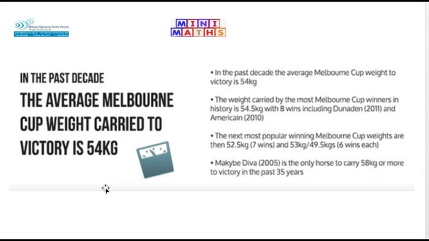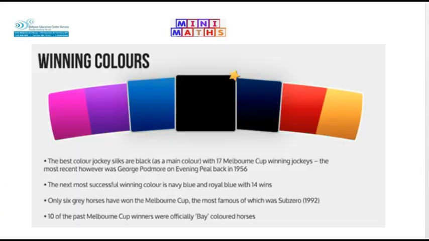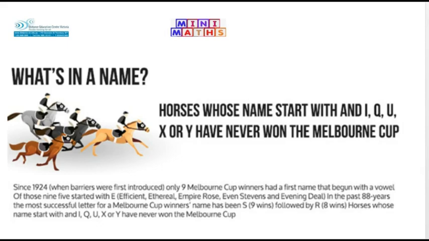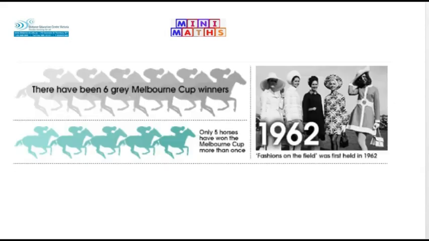Also, think about a benchmark. The average year 6 child could be anything from about 35 to 60 kilos. So that's called a benchmark. Some people who are superstitious might think about the colours on the Melbourne Cup, so they collect data on that. And another interesting statistic is horses whose names start with I, Q, U, X or Y have never won the Melbourne Cup. Think about why that might be.